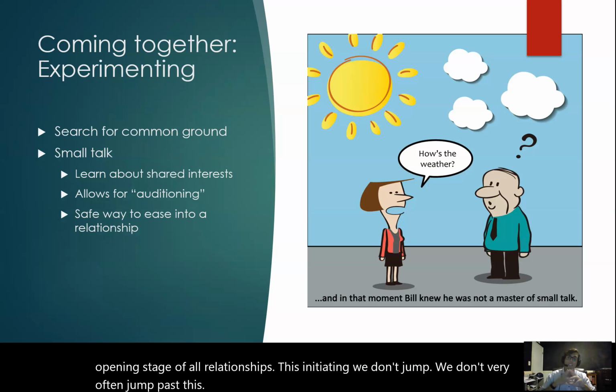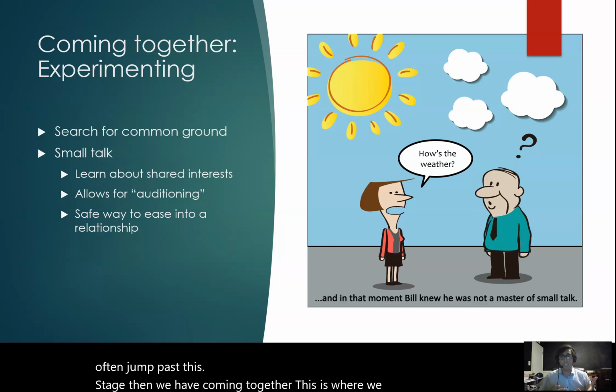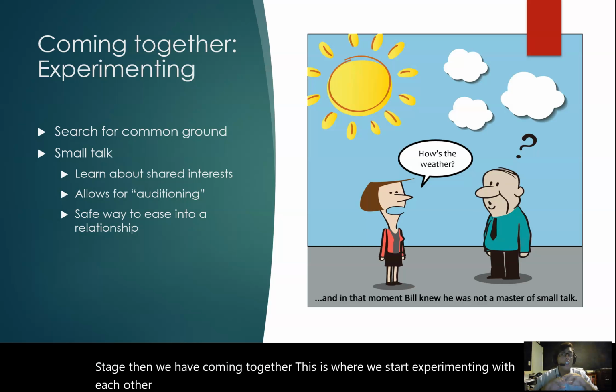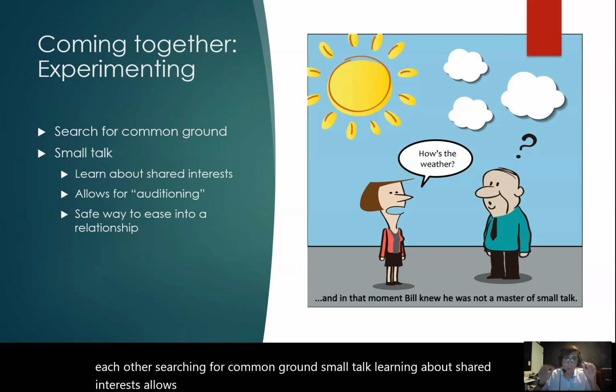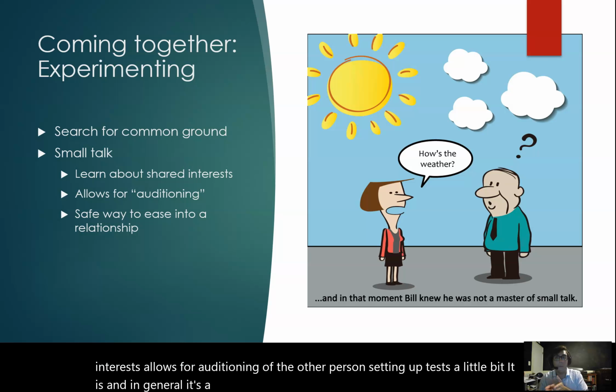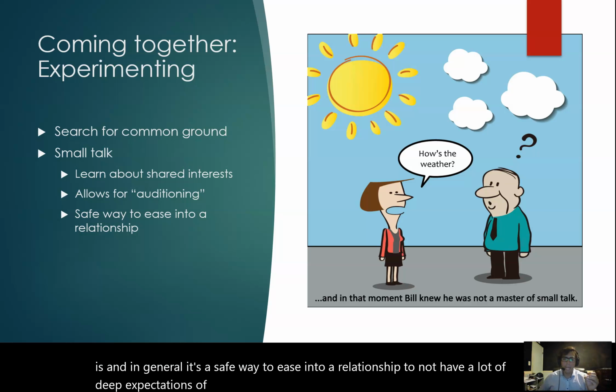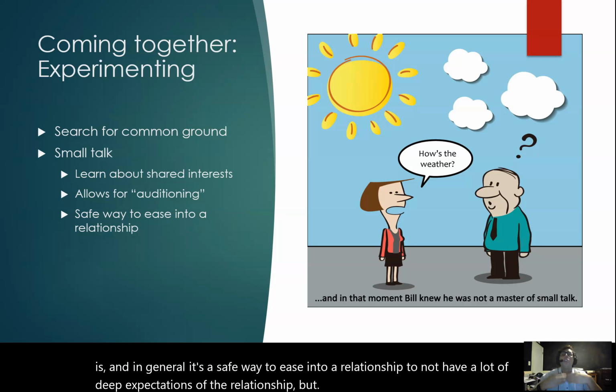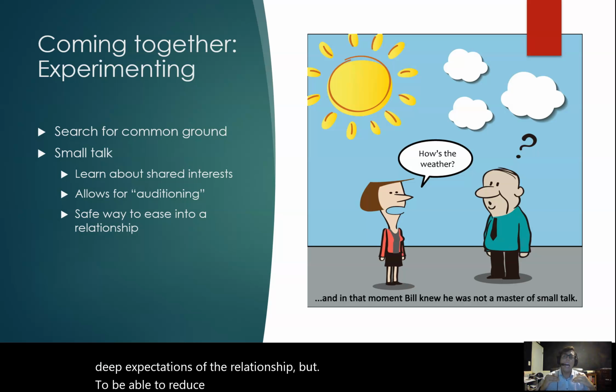Then we have coming together. This is where we start experimenting with each other, searching for common ground, small talk, learning about shared interests, which allows for auditioning of the other person, setting up tests a little bit. And in general, it's a safe way to ease into a relationship, to not have a lot of deep expectations of the relationship, but to be able to reduce some uncertainty about the relationship so that you're better able to predict future interactions.